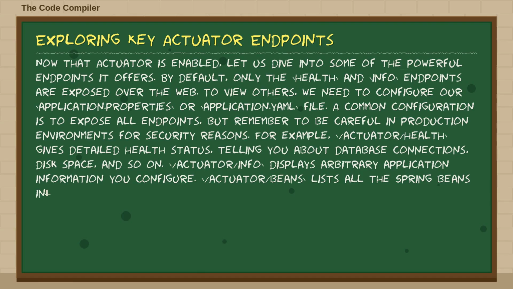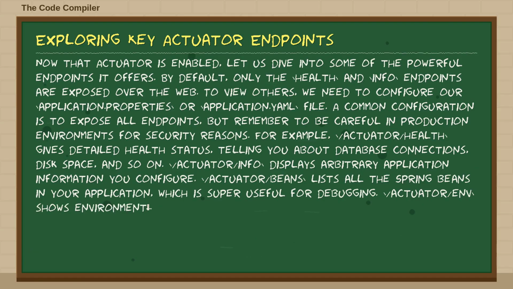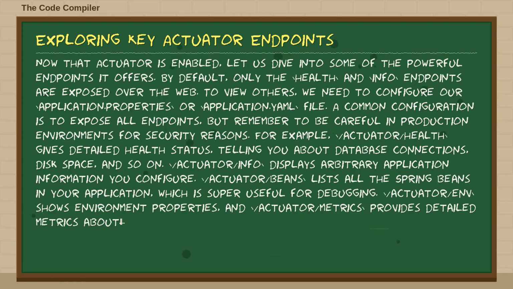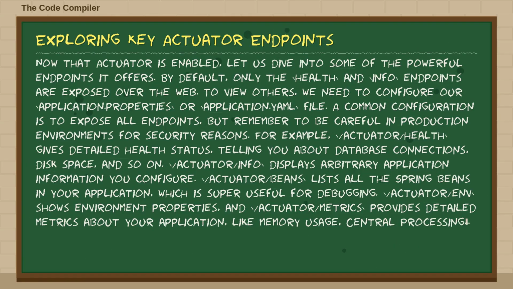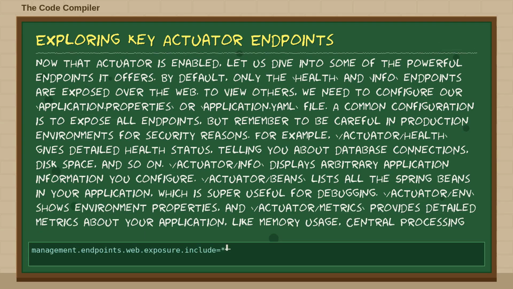Actuator Beans lists all the Spring Beans in your application, which is super useful for debugging. Actuator Env shows environment properties, and Actuator Metrics provides detailed metrics about your application, like memory usage, central processing unit usage, and garbage collection statistics. Let us look at how to expose them.